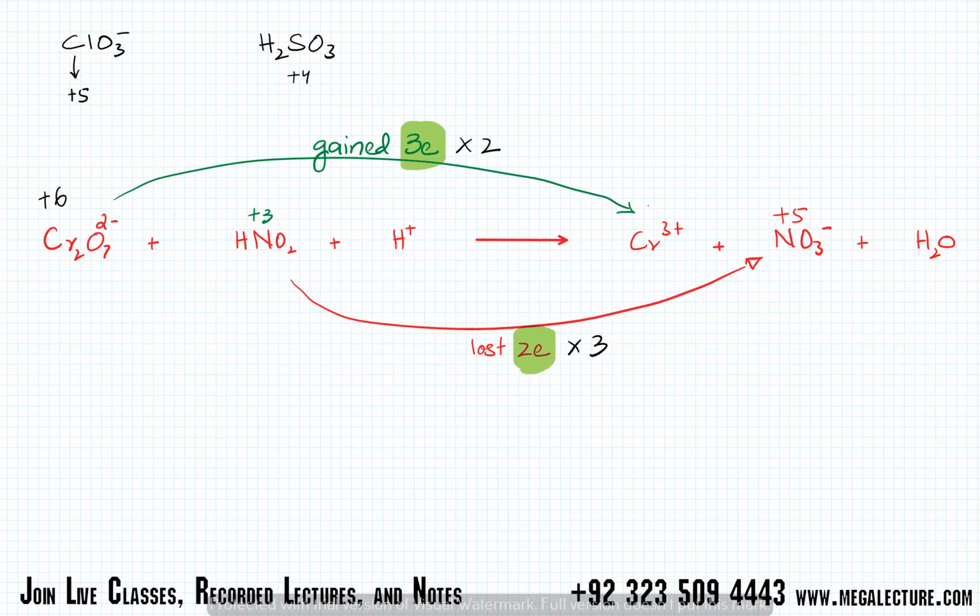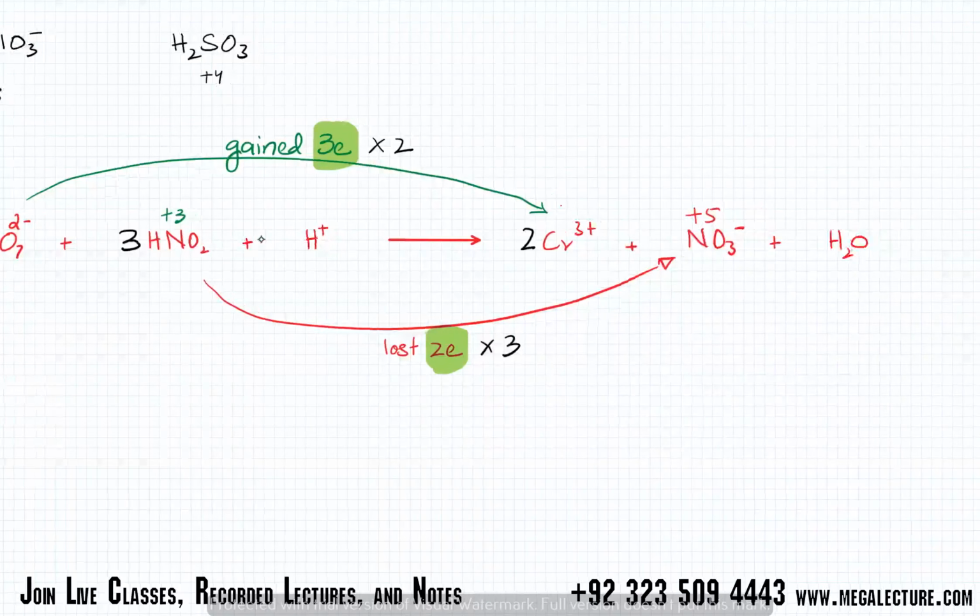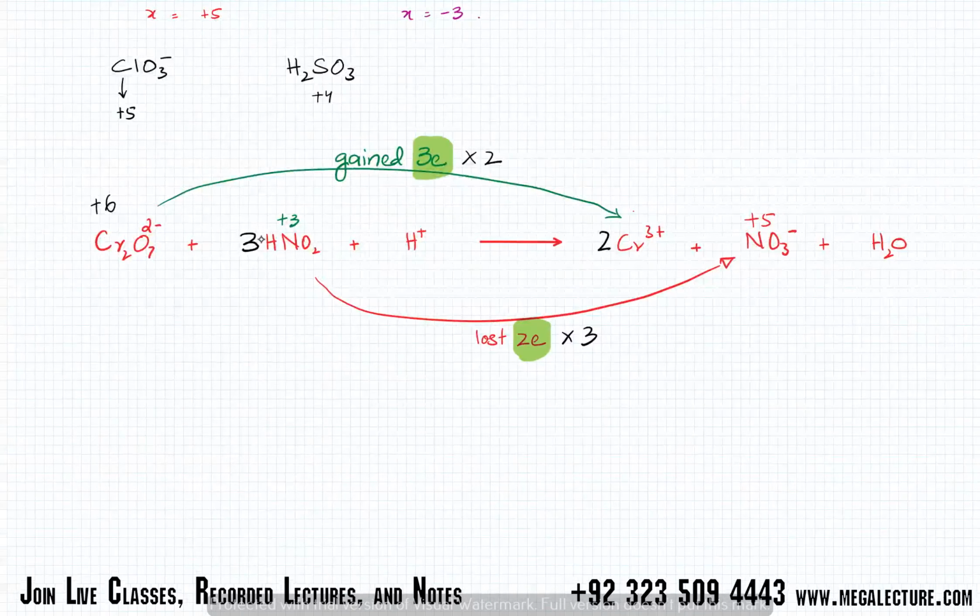So that means I need to have 2 Crs because Cr was gaining 3 electrons, right? So I need to have 2 Crs. I already have 2 Crs, so I can have 2 Crs on the other side as well. And I need to have 3 nitrogens. So there's 1, so I'll just multiply it by 3. And I'll multiply the other one by 3 as well. There's 1 nitrogen, right? So that makes the number of electrons gained and lost equal.